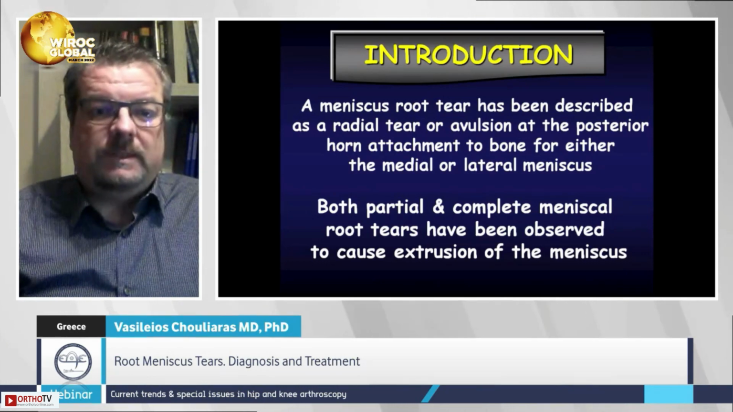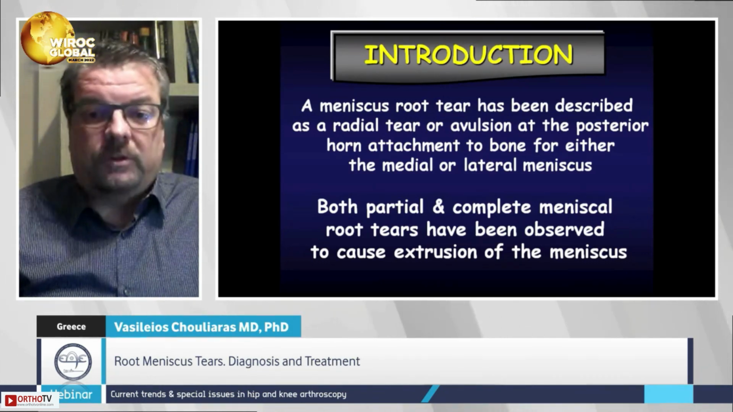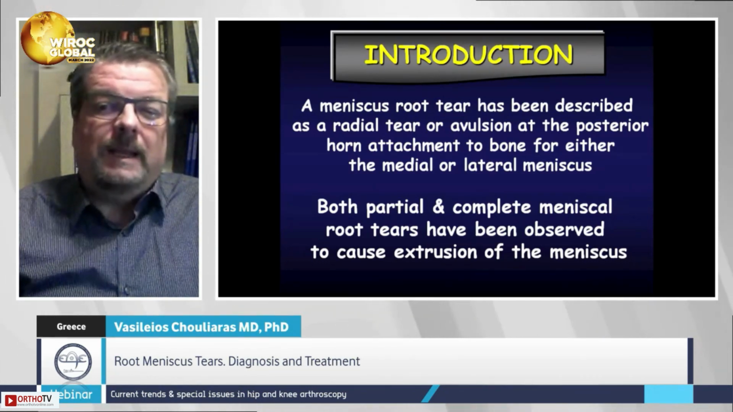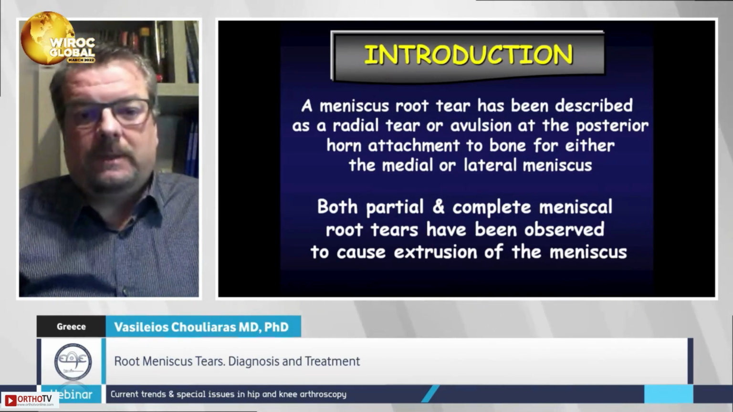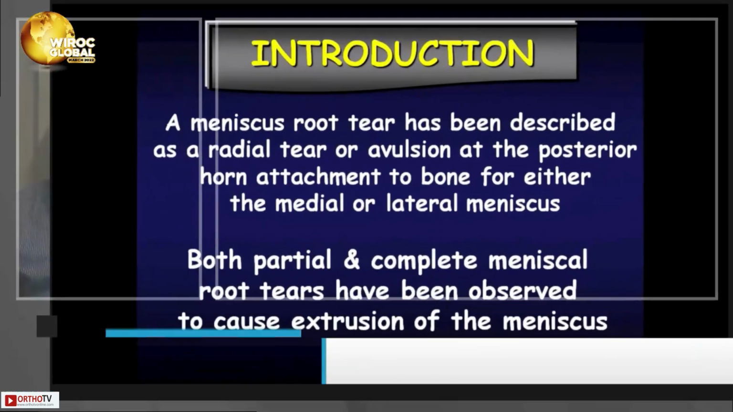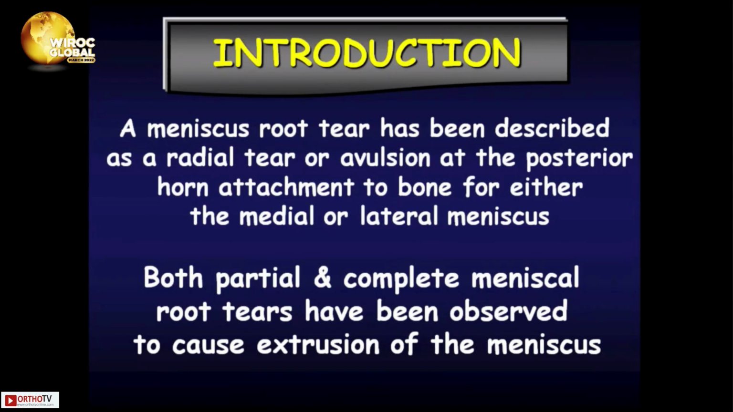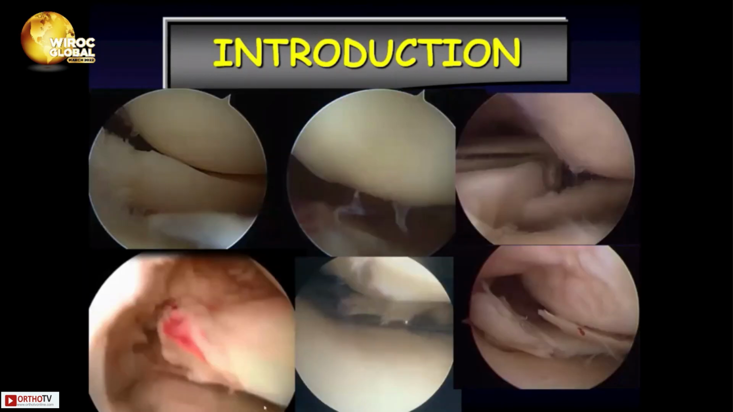A meniscus root tear is a radial tear or avulsion of the meniscus, mainly in the posterior horn attachment, but it can happen in the anterior also, for either the medial or lateral meniscus. And it's very important because even in partial meniscal root tears, it has been observed that this causes extrusion of the meniscus.